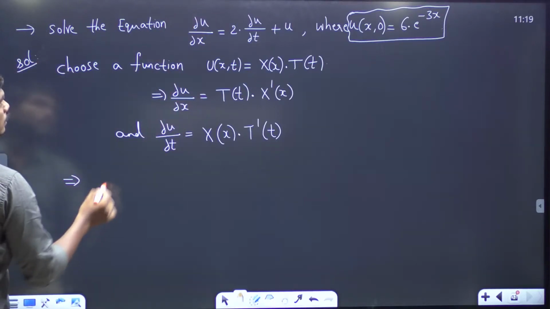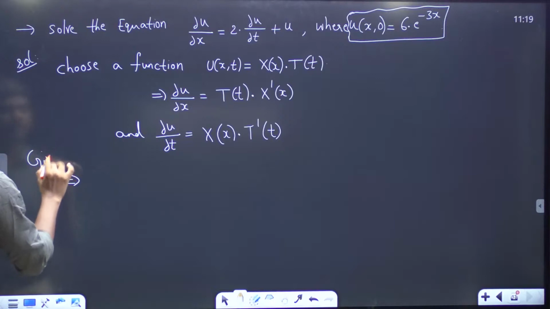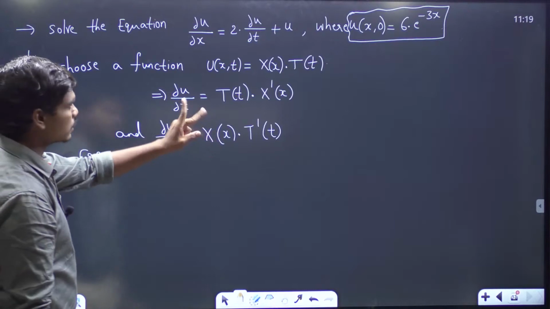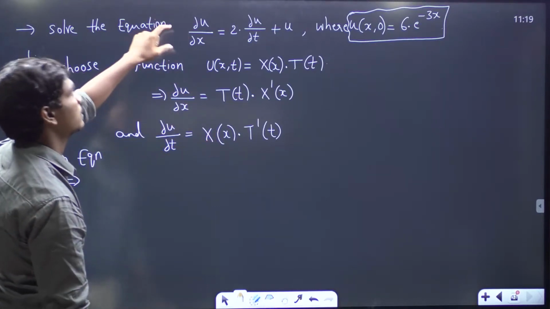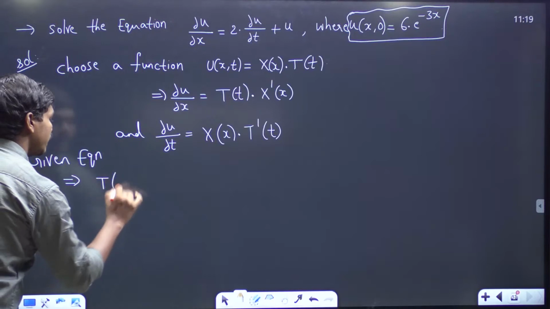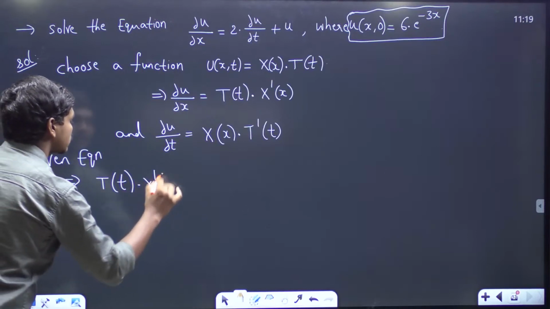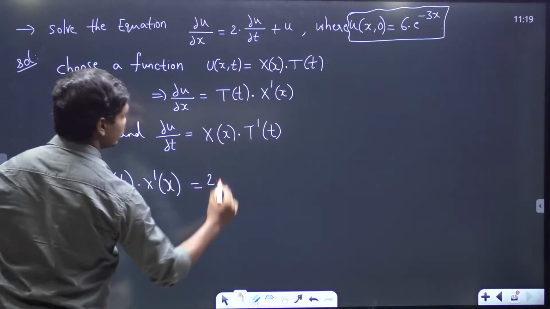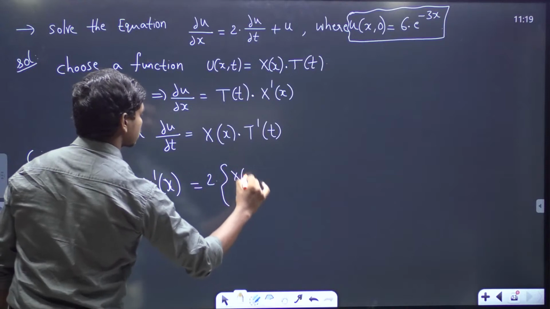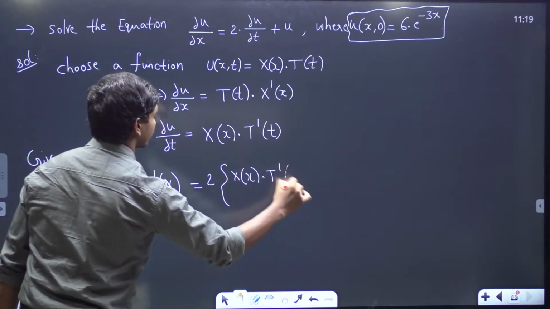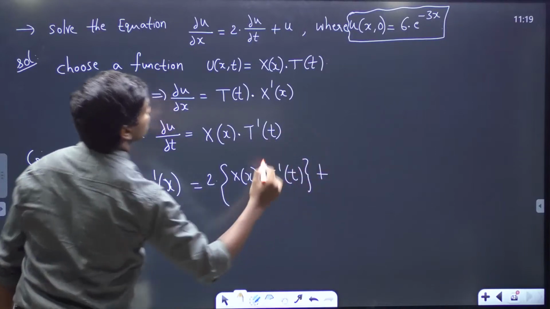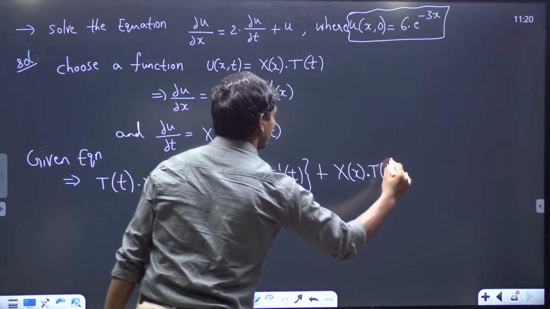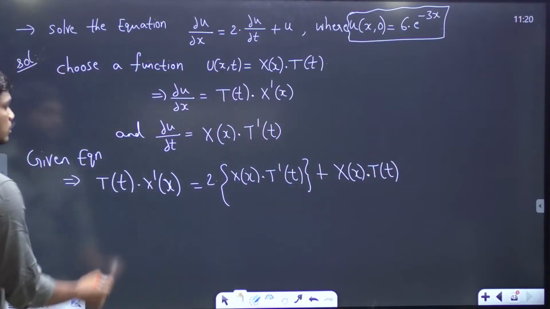So this implies the given equation implies u = X(x)T(t). Now after taking, we have got these two terms, correct? Now after getting these two terms, let us substitute in the given equation. What is ∂u/∂x? T(t) X'(x) is equal to 2 times ∂u/∂t, which is X(x) T'(t), plus u, and you know u is X(x) T(t). So now if these are the things, let us try to do something here.